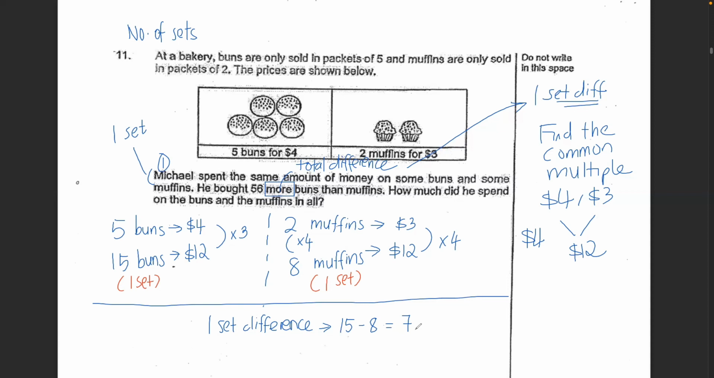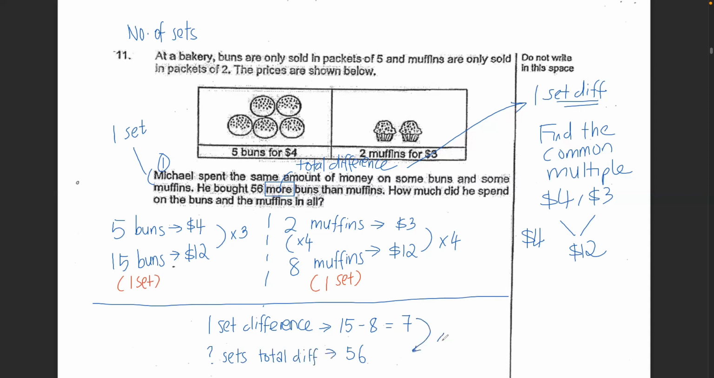All right. Now, one set difference is 7. Why? Because 15 minus 8, that gives me 7, right? So the question says what? He bought 56 more. So 56 is over here, isn't it? How many sets do I need to buy to get this total difference of 56? That is what they're trying to say.